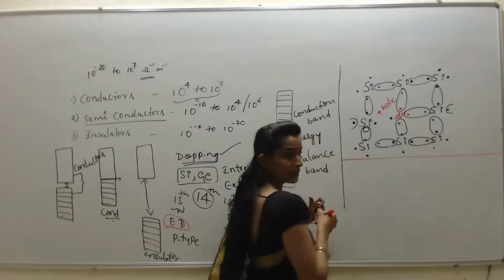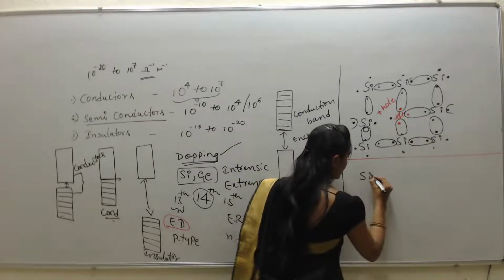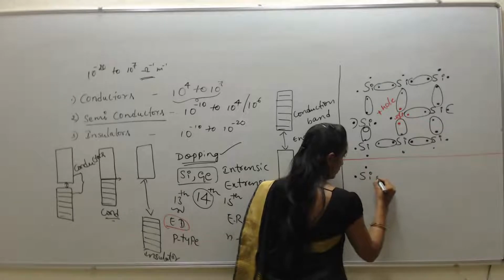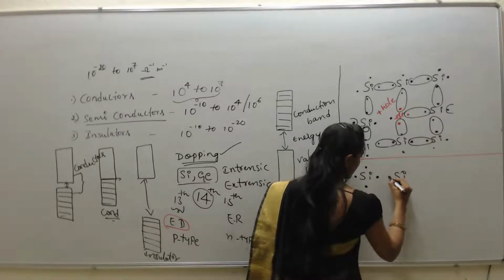Next one is n-type. Again I write the same silicon with 4 electrons.